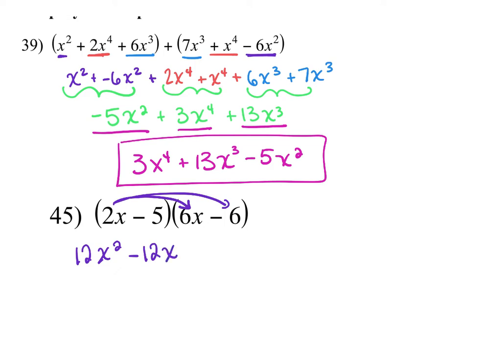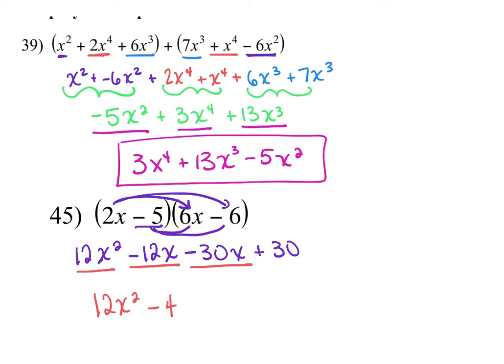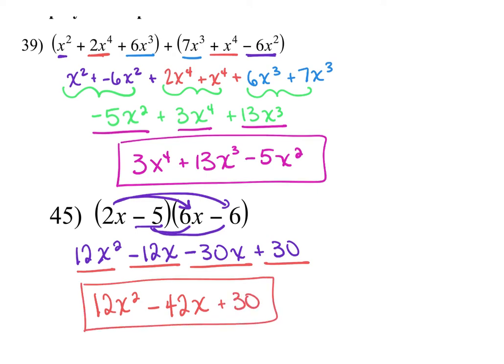And then I'm going to distribute the negative 5. Negative 5 times positive 6x is negative 30x. Negative 5 times negative 6 is positive 30. Then my last step here is to combine like terms. The 12x squared does not combine with anything. The negative 12x and the negative 30x are negative 42x. And the 30 does not combine with anything, so it stays that way as well.